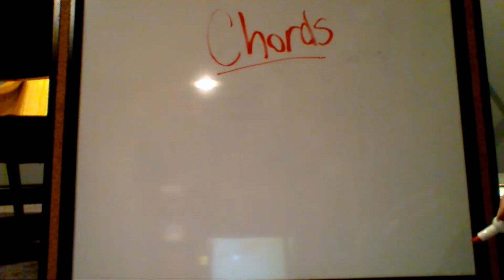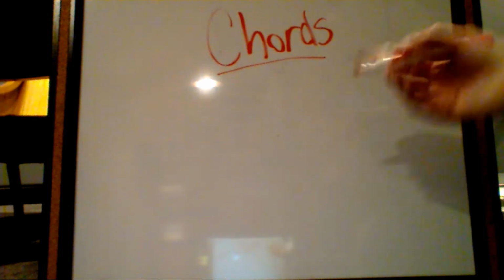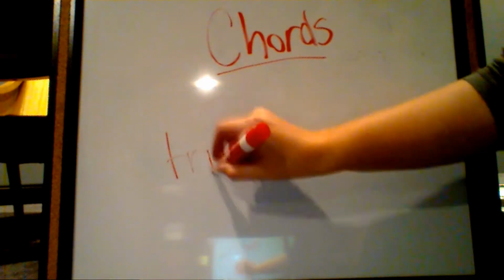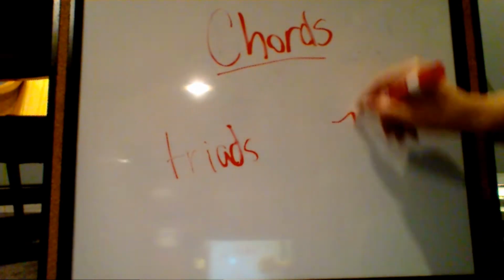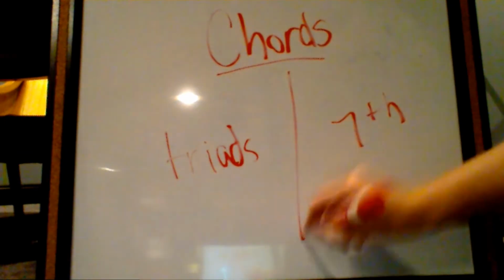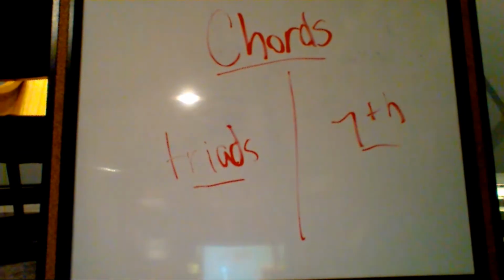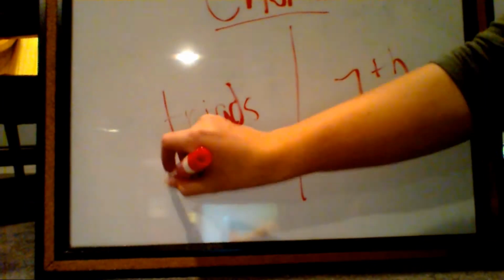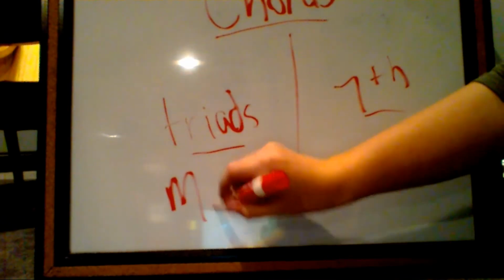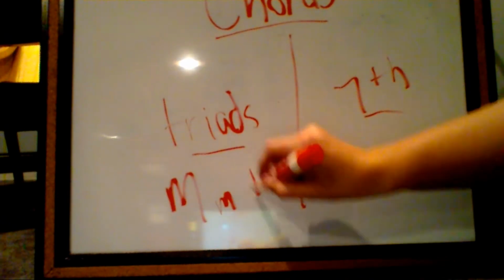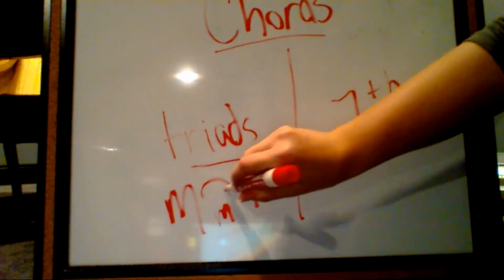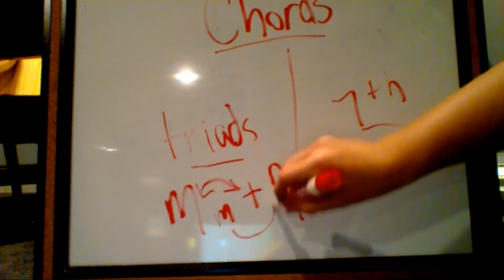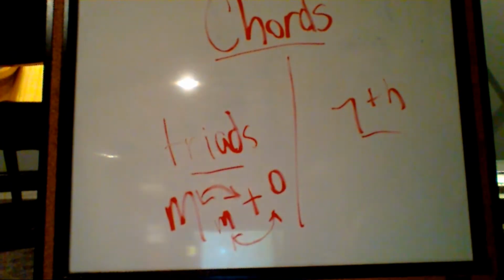So right now we're going to be talking about two different types of chords. We're going to be talking about triads and also seventh chords. Two completely different things. With triads, we're going to be talking about four different types. We're going to be talking about major with a capital M, minor with a lowercase m, augmented with a plus sign, and diminished with a circle. And we're going to talk about major and augmented together and minor and diminished together because that is the way that it makes sense to me.